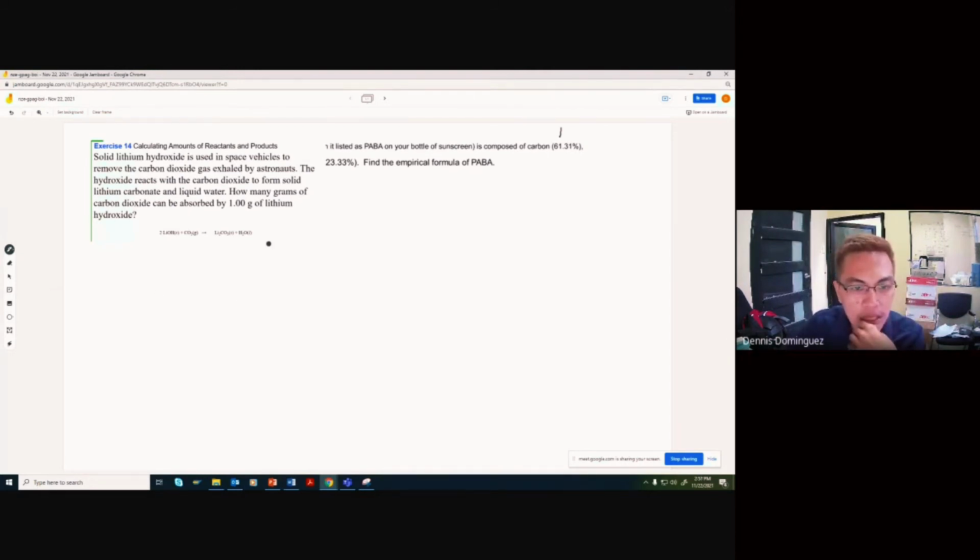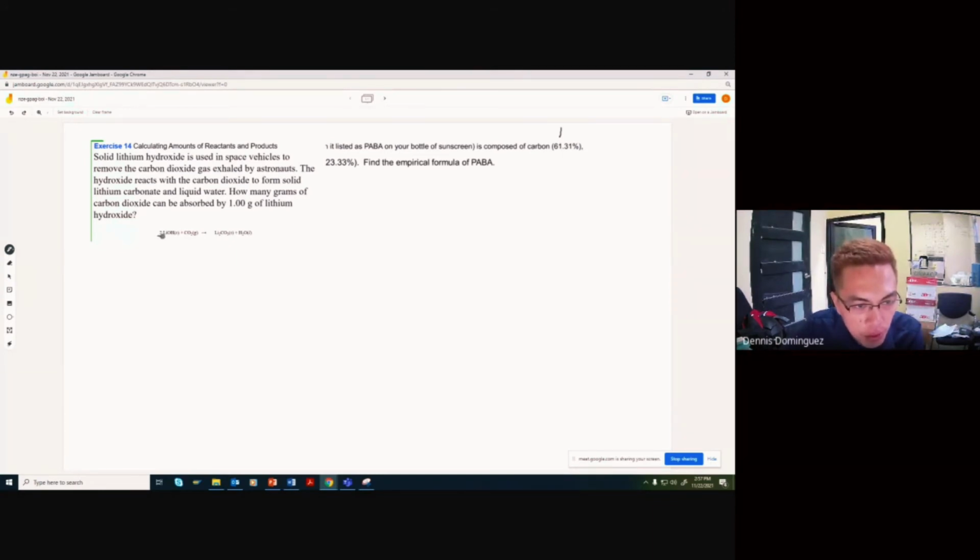So let's check if the reaction is already balanced. So you have the reaction here. The lithium hydroxide reacts with the carbon dioxide to release the water, and then the solid lithium carbonate. So maybe it is already balanced.